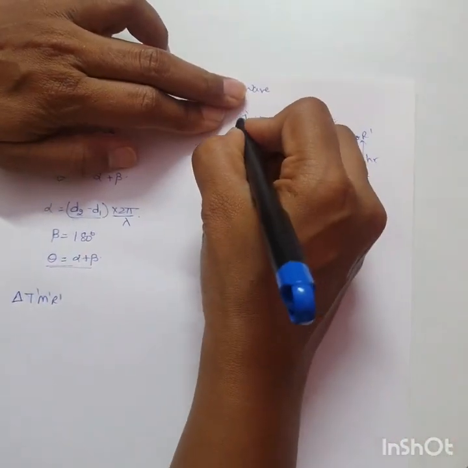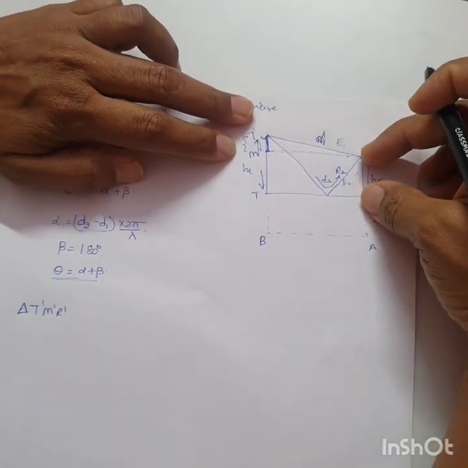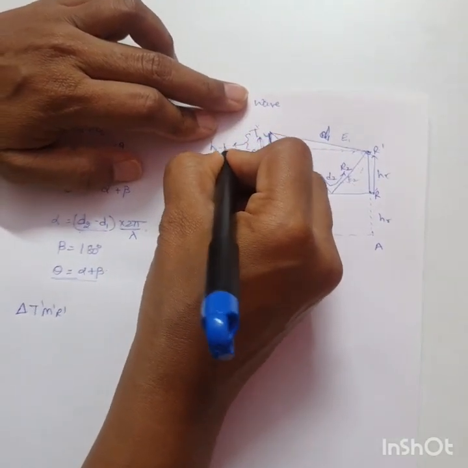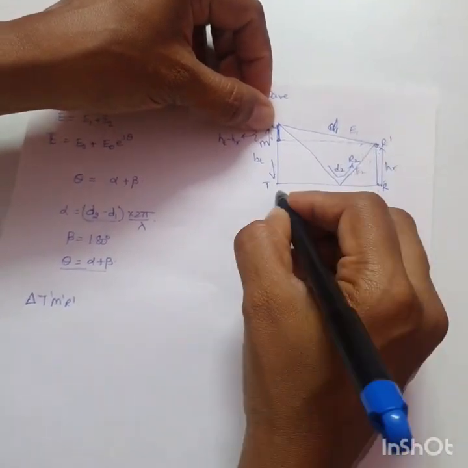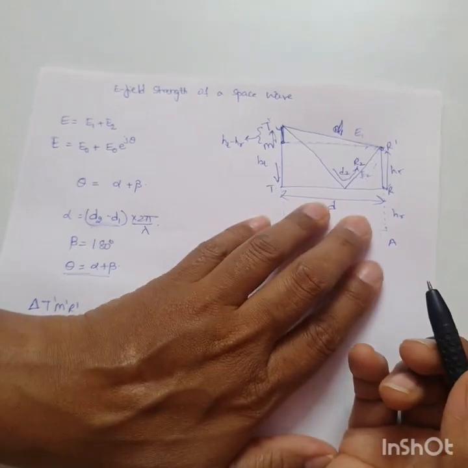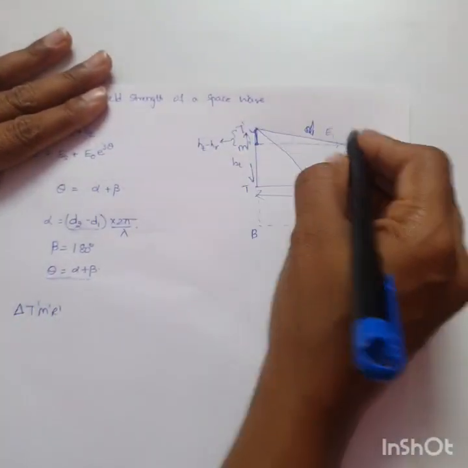So what is this distance? This distance is nothing but this total distance minus this distance, right? So that means this distance is nothing but HT minus HR, right? And this distance, let us say, is D, and this one is D1. So we have all three sides.